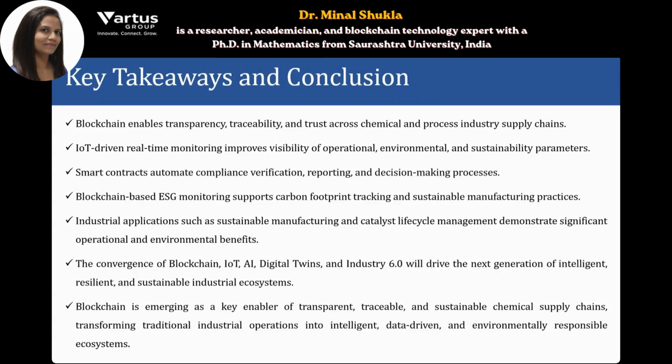The convergence of blockchain, IoT, AI, digital twin, and Industry 6.0 will drive the next generation of intelligent, resilient industrial ecosystems. So basically, blockchain is an emerging key enabler of transparent, traceable, sustainable chemical supply chains, transforming traditional industry operation into an intelligent, data-driven, and environmentally responsible ecosystem.